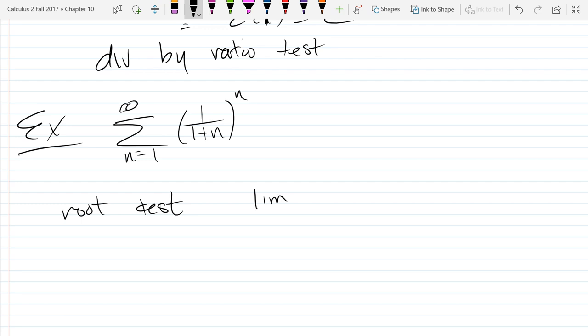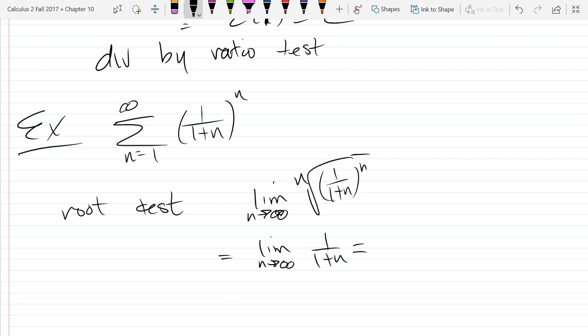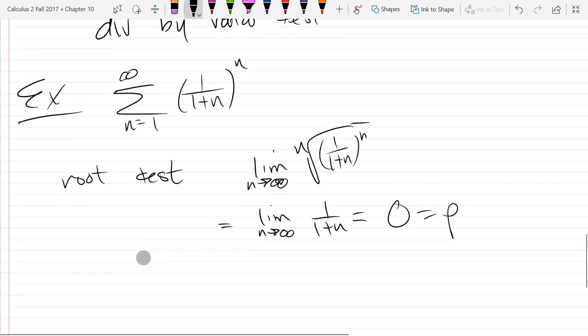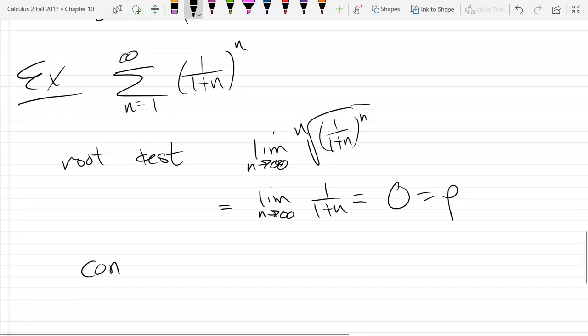So you're taking the limit of the nth root of 1 over 1 plus n to the nth power. And this nth root will cancel out the nth power completely. This is the easiest limit we've probably done all quarter. What's this limit? Zero. So there we go. That's our rho from the root test, which is obviously less than 1, so it converges.